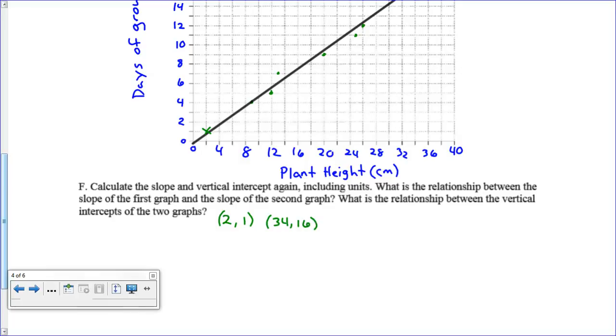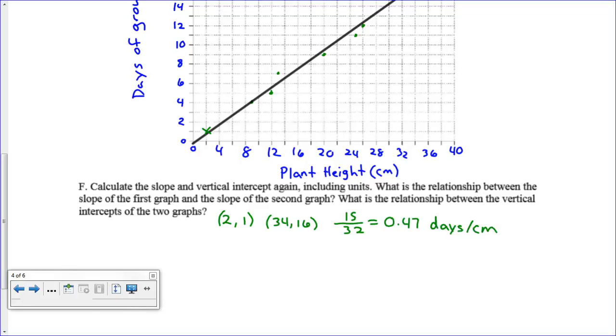I do a rise over run there. So the change in y, it looks like it is 15. The change in x goes from 2 to 34, so that is 32. If I put that in my calculator, I get 0.47. And then the units on that, because we're going to go y units over x units, it's going to be days per centimeter.